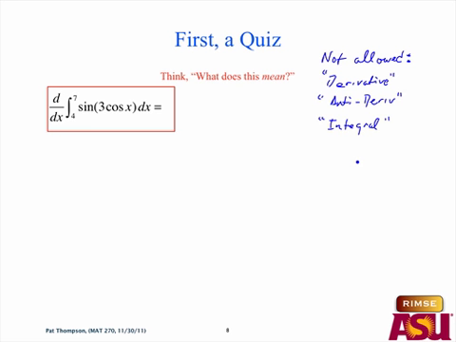Here's what's not allowed: derivative, antiderivative, and integral. Those are not allowed in your phrase of what this means.